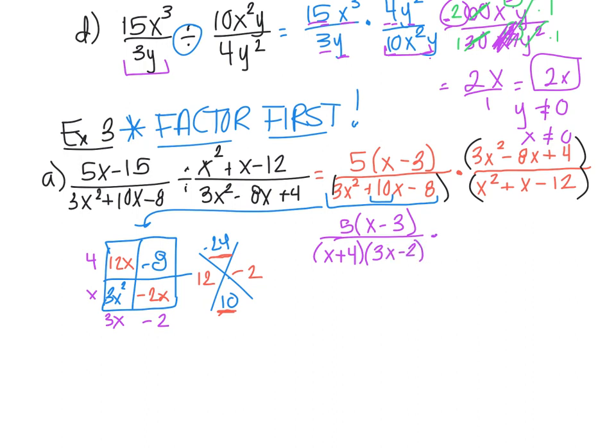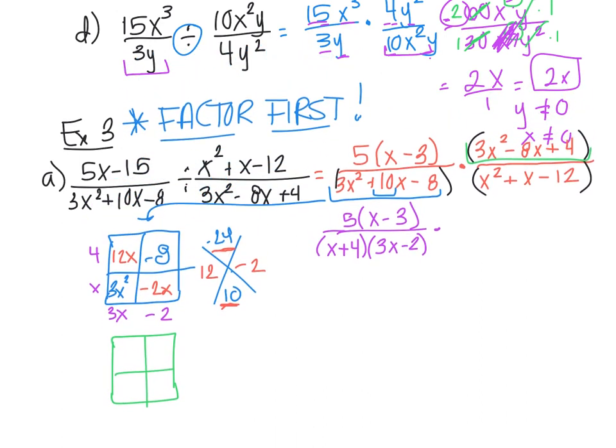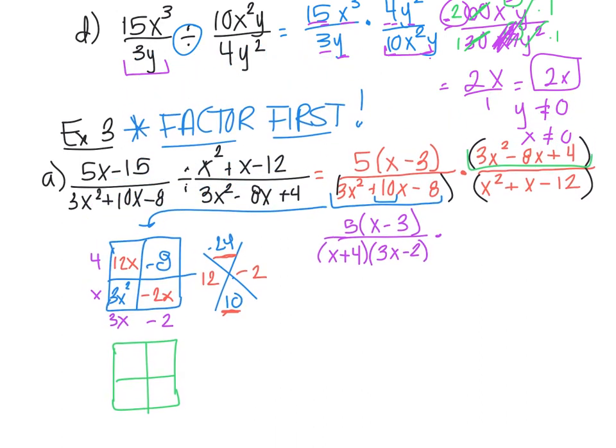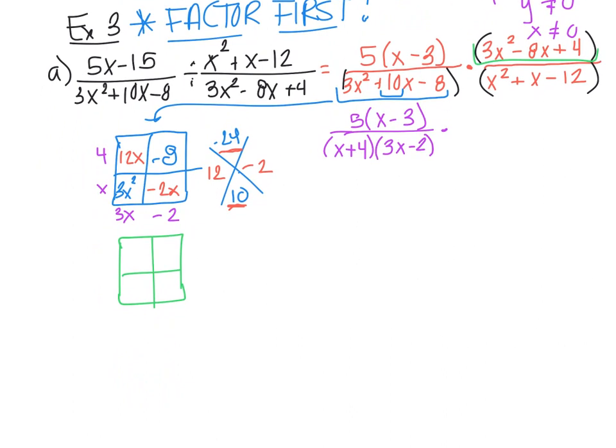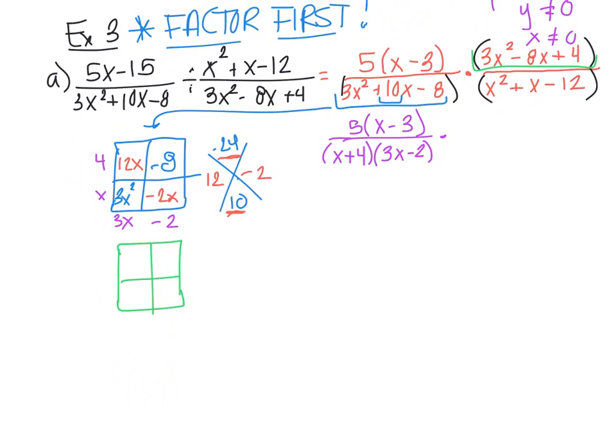All right, now I've got a couple more things to factor. So all I've done is accomplish factoring this. Now I need to factor both of these. So I'm going to start with this one up here. I'm going to do that in the green, so I'm going to factor that down here below. Okay. So I'm factoring 3x squared minus 8x plus 4. So I'm going to put 3x squared here.